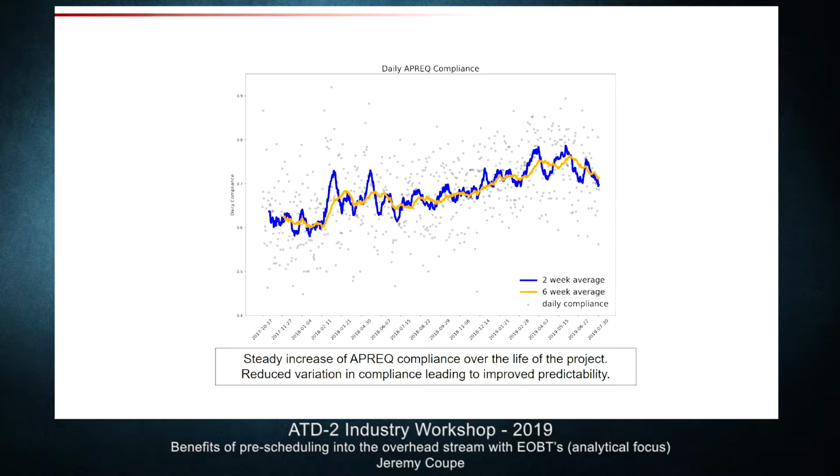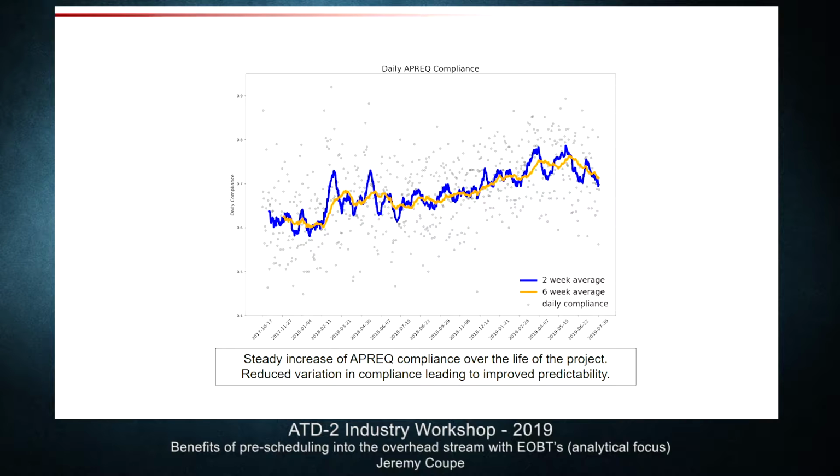So what we can see here, and we highlighted down here at the bottom of the slide, is that when we take this 35,000 foot view of APREQ compliance at Charlotte, there's been a steady increase of APREQ compliance over the life of the project. Not only that, but when you think about the future of the NAS, and there's a lot of talk about trajectory-based operations, in order to be efficient you need some level of predictability. And here, not only are we increasing the compliance, but the predictability of that compliance is increasing as well.